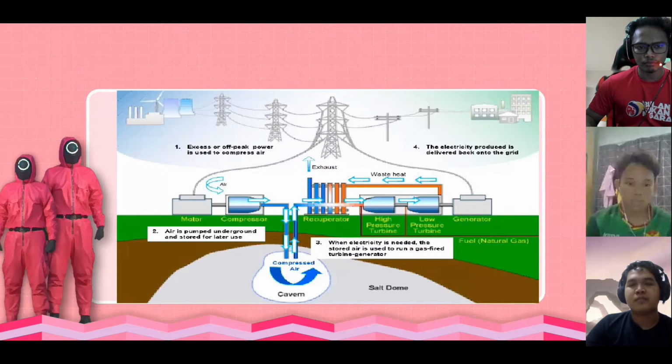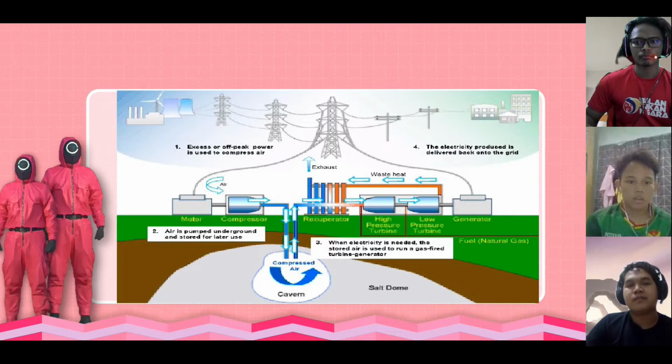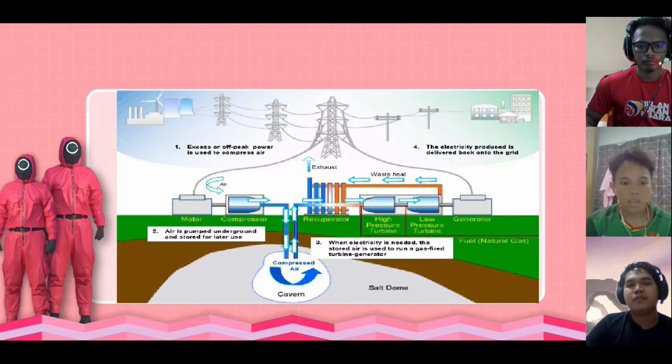So this picture shows how the process works. First, excess off-peak power is used to compress air. Then the air is pumped underground and stored for later use in the cavern. Third, when electricity is needed, the stored air is used to run a gas-fired turbine generator. Then the electricity produced is delivered back onto the grid.